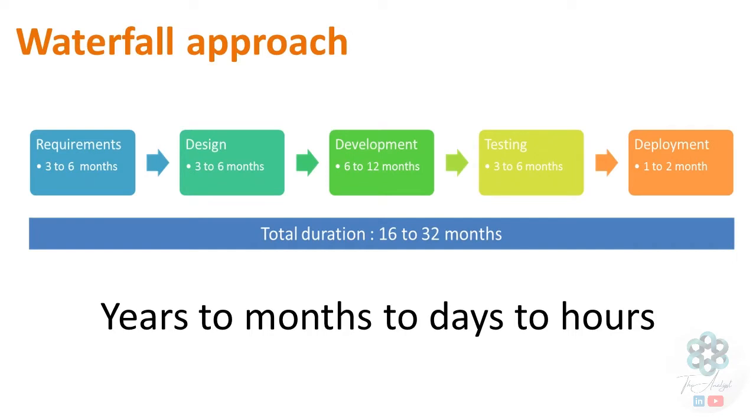The construction phase would typically take double the time. Time required for testing would be similar to the requirements phase. The deployment phase would be slightly smaller. Overall, we will end up with project durations ranging anywhere between 2 to 4 years. These are typical numbers. Sometimes projects can even be 5 years long or even longer.